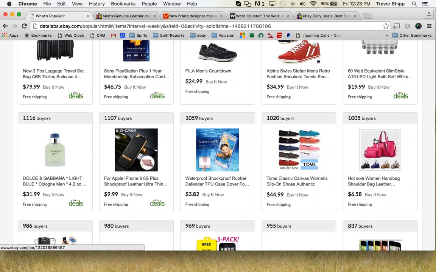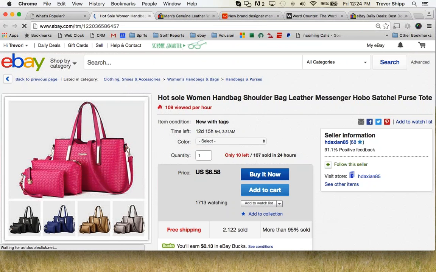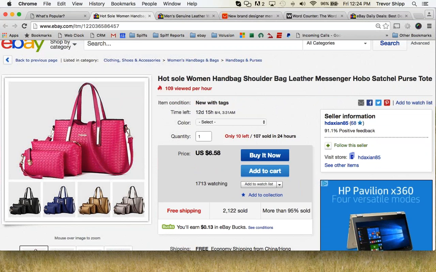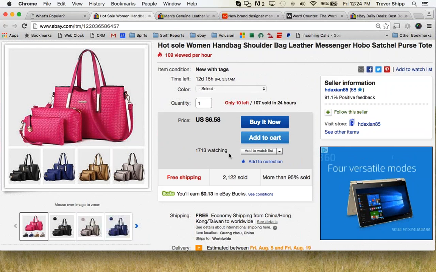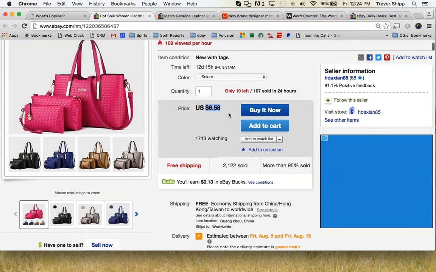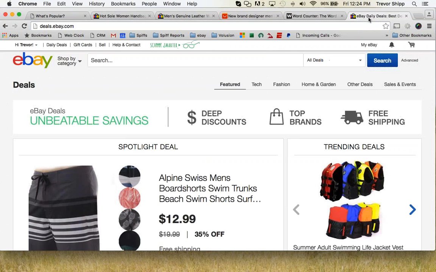This is interesting. Women's handbags. A little set of women's handbags. These are out of China as well, for $7, and a lot of these have been selling. Are there handbag opportunities out of China? For sure.